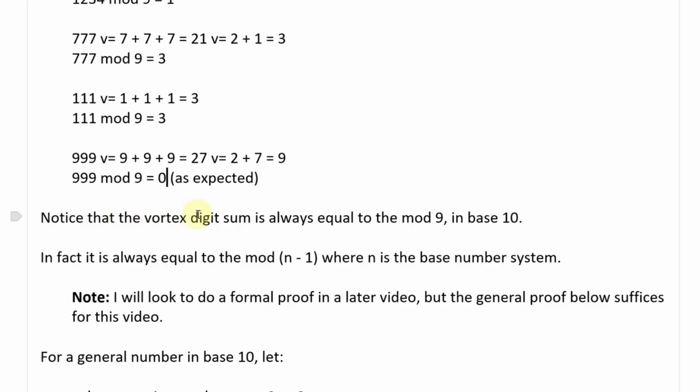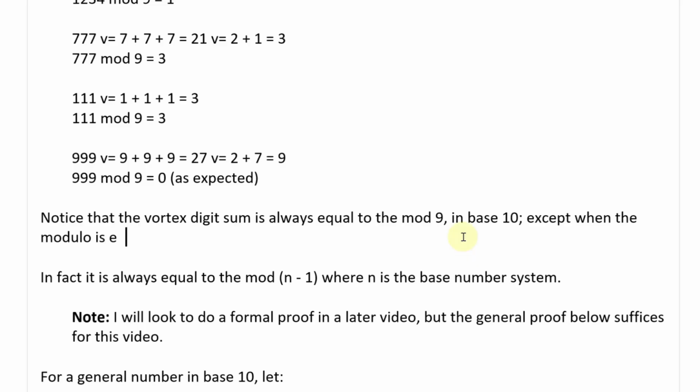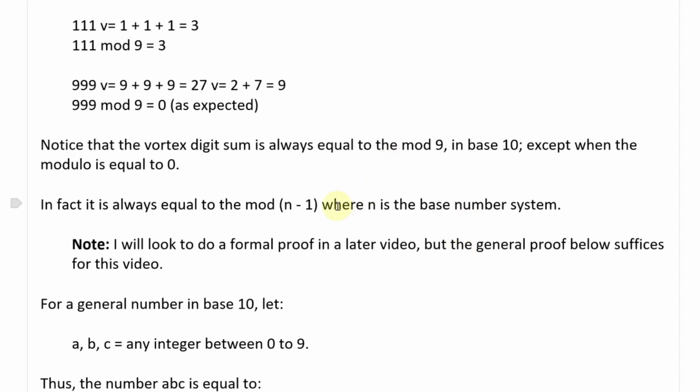So notice that the vortex digit sum is always equal to the mod 9 in base 10, except when the modulo is equal to 0. In fact, it is always equal to the mod n minus 1, again except when it's equal to 0. Always equal to the mod n minus 1, where n is the base number system.